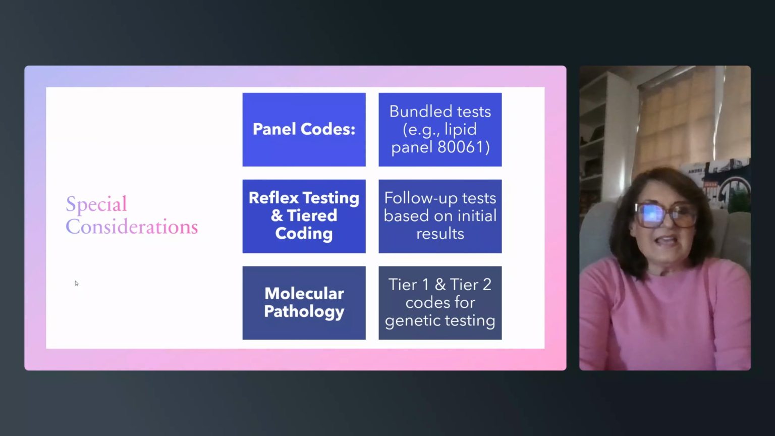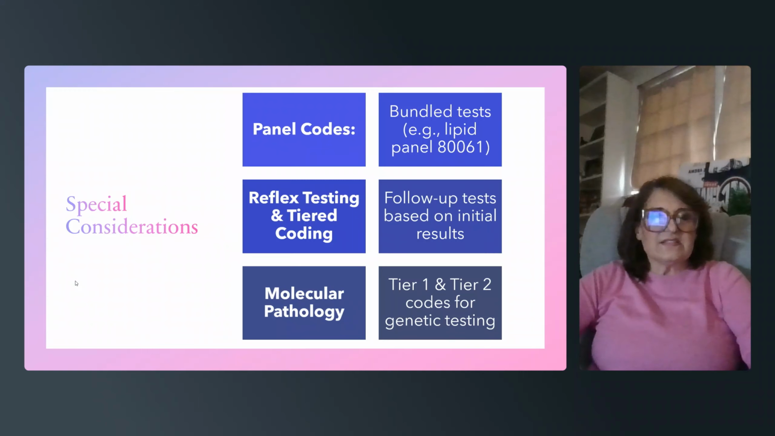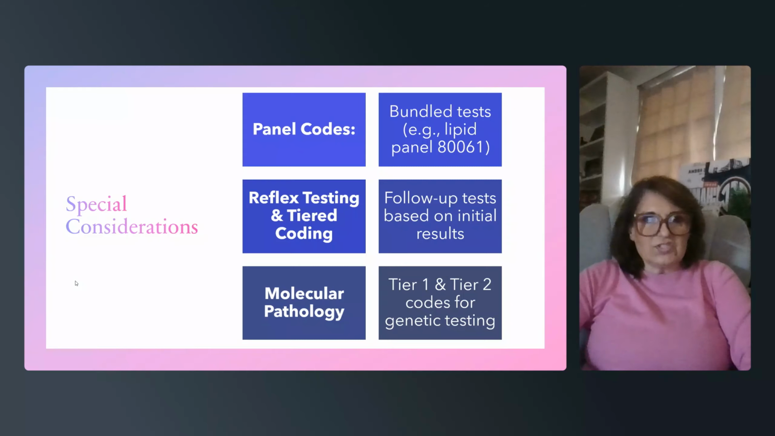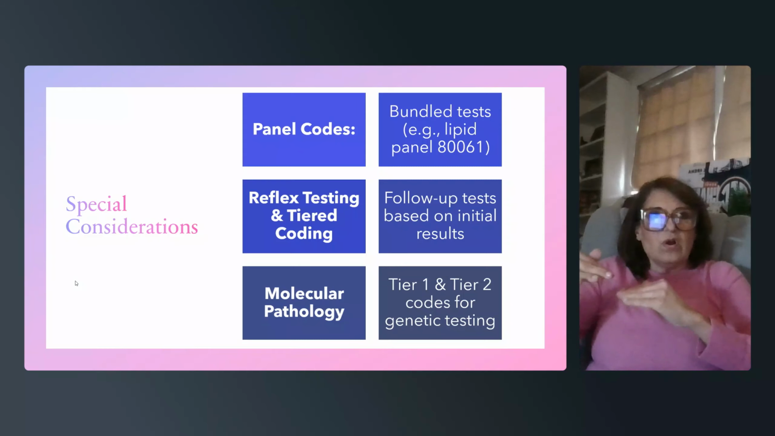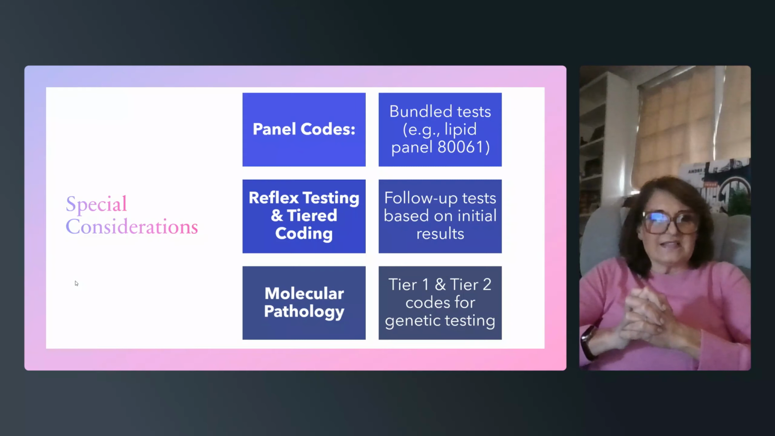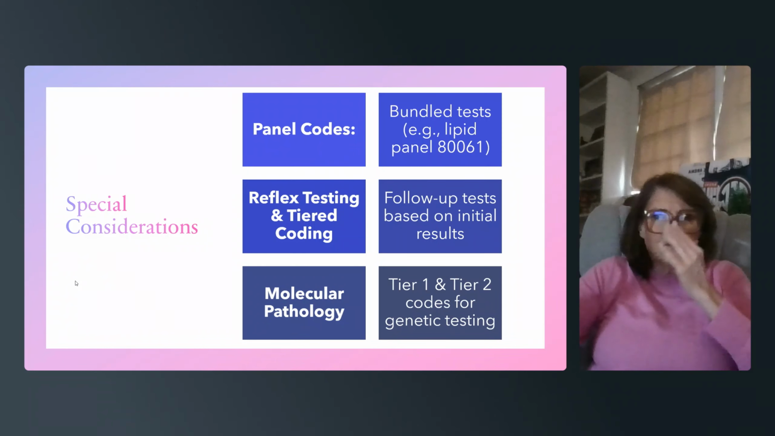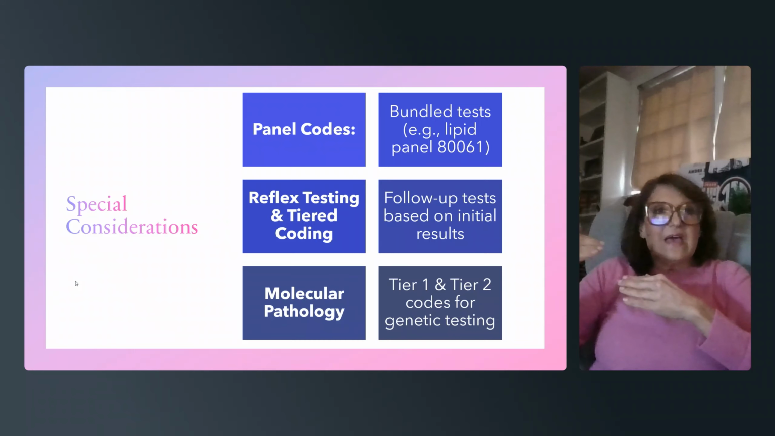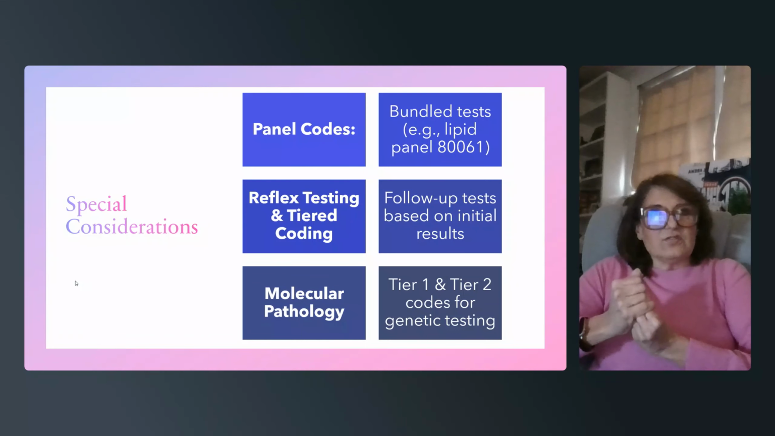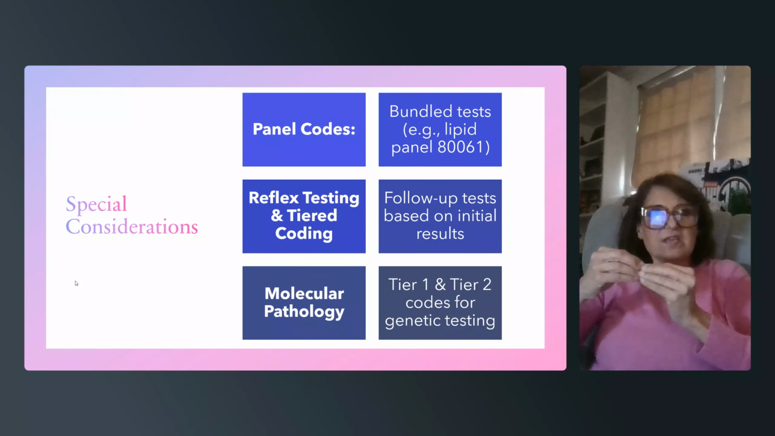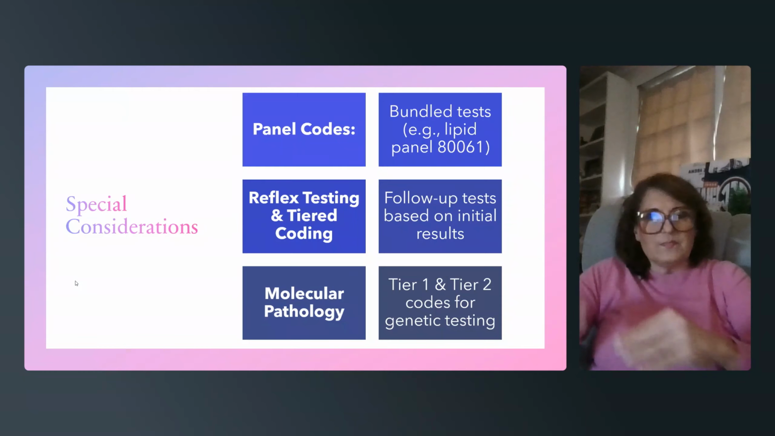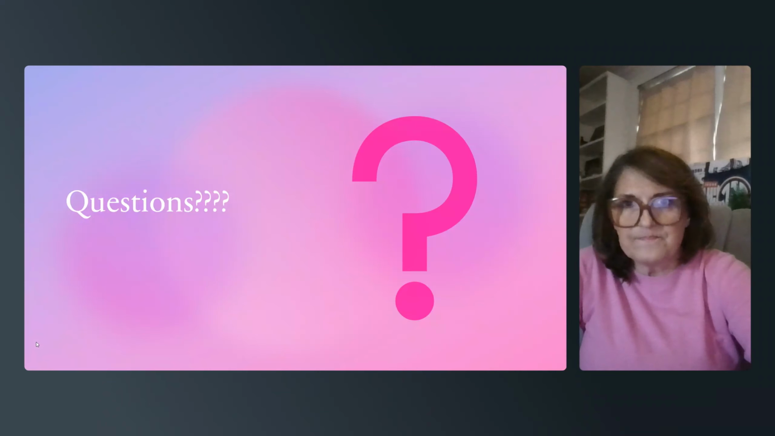Reflex testing and tiered coding are usually follow-up tests, and they're based on the initial results. And then molecular pathology, those are tier 1 and tier 2 codes for genetic testing. So you would look at that and see, is this a tier 1 code or a tier 2? And that would be in your documentation that was given, and how you would decide that.